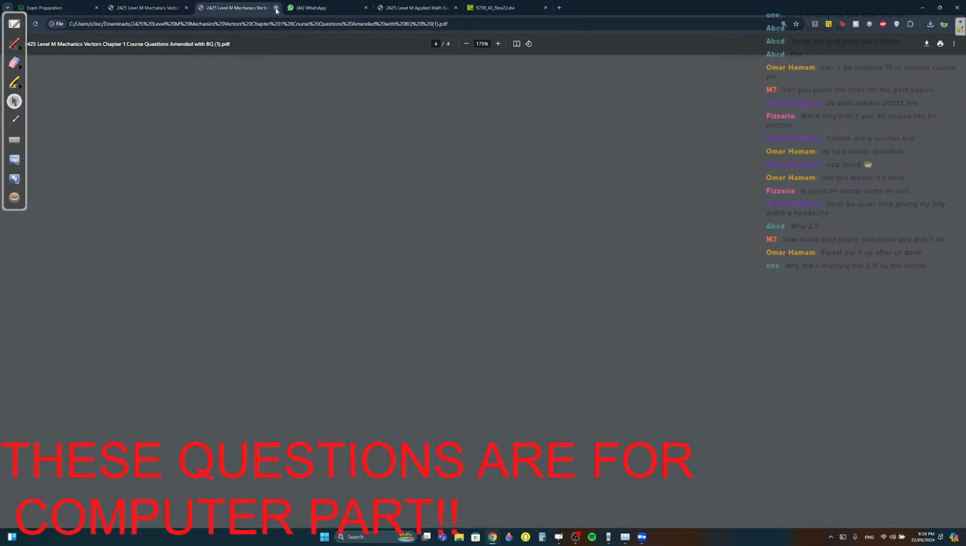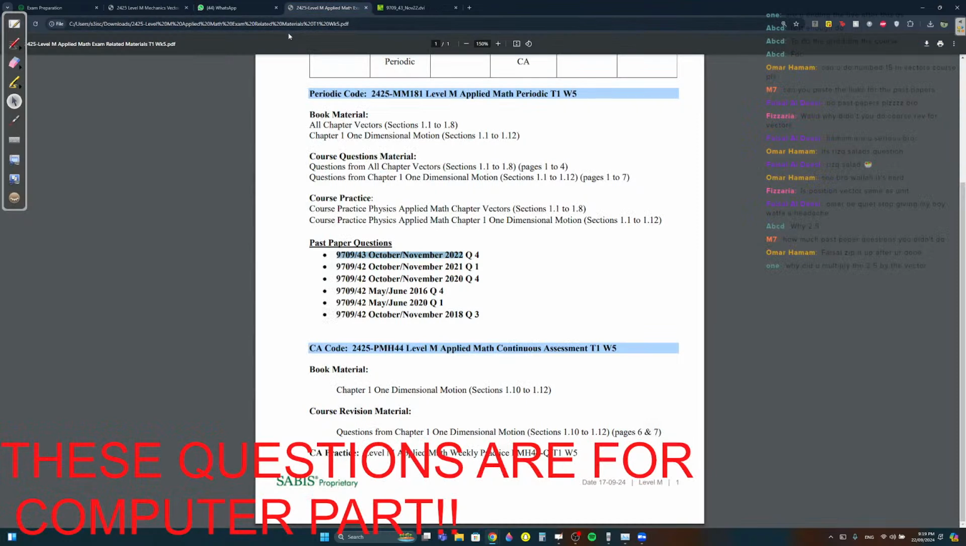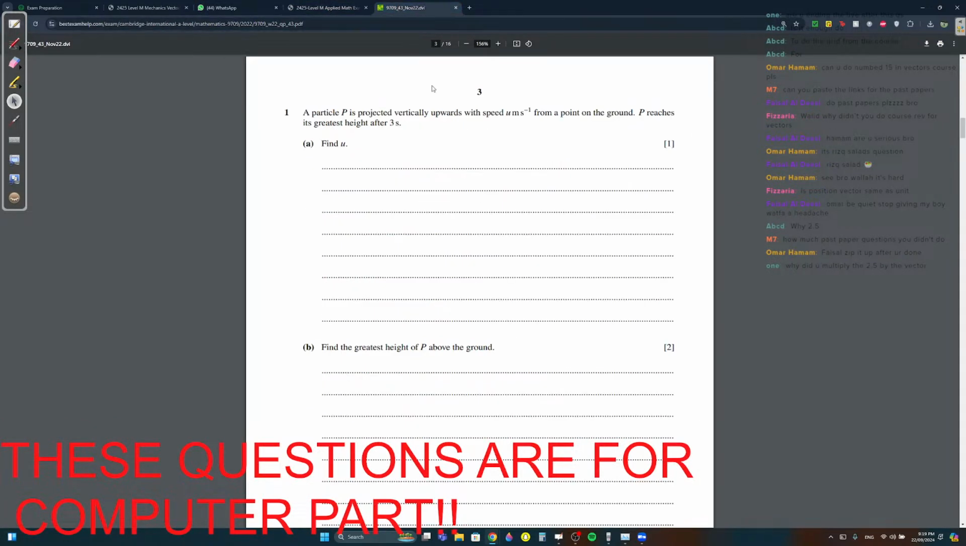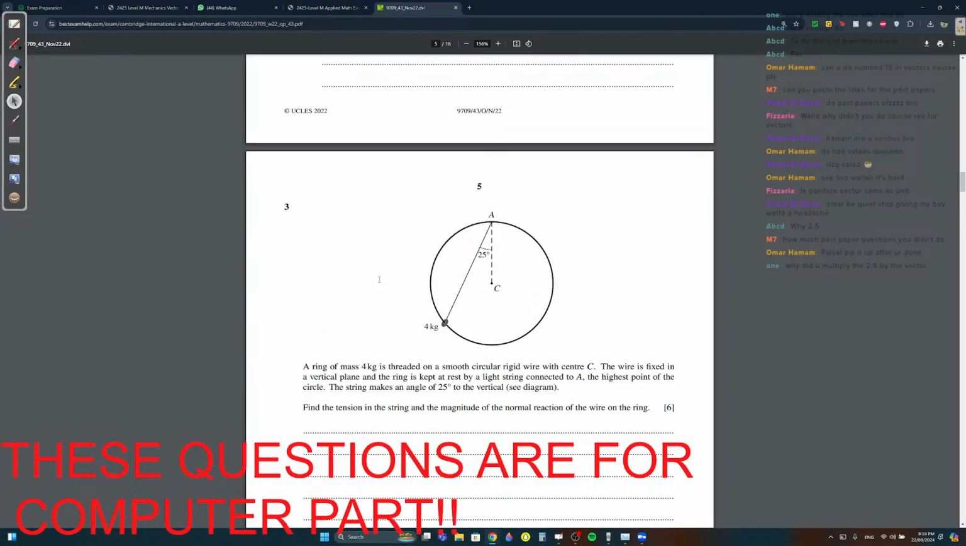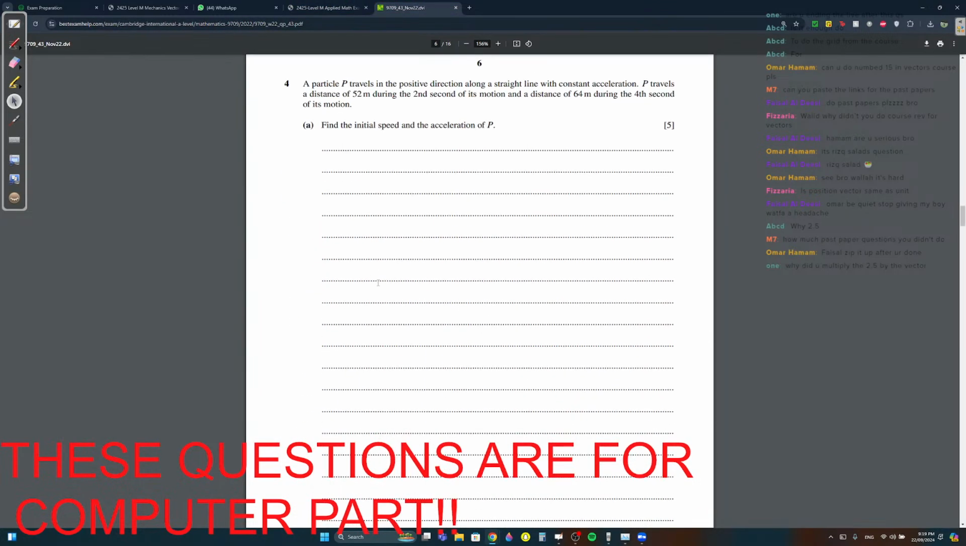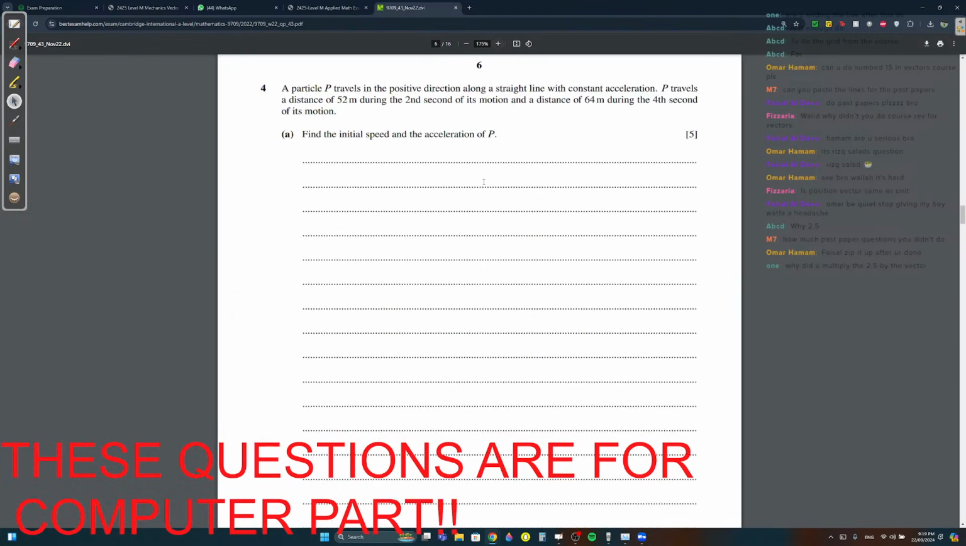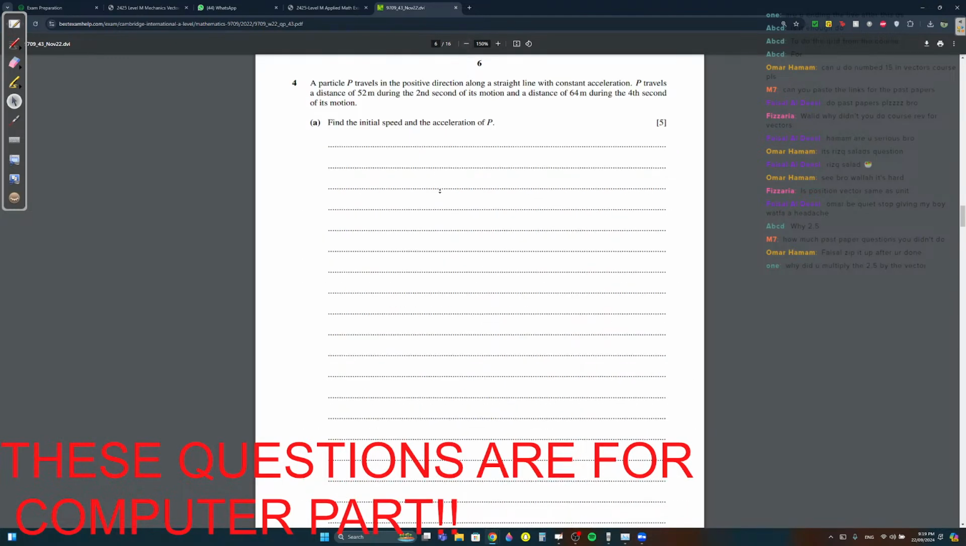I'll solve a past paper because, yeah, you guys want me to solve question 4. This, in my opinion, is the hardest past paper. They're all pretty easy. This one's a bit tricky. Pay attention very, very carefully, okay?